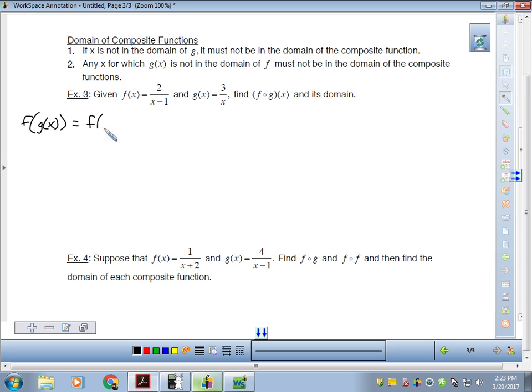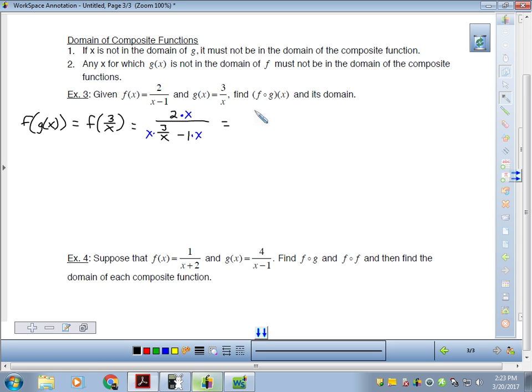So really we're finding f of 3 over x, because that's what g of x is. G of x is 3 over x. So take 3 over x, plug it into your f function. So we have 2 over 3 over x minus 1. This creates a compound fraction situation, so I'm going to clear it up by multiplying through by a common denominator. So multiply this by x, multiply this by x, multiply this by x.